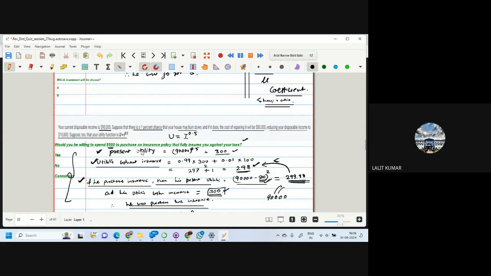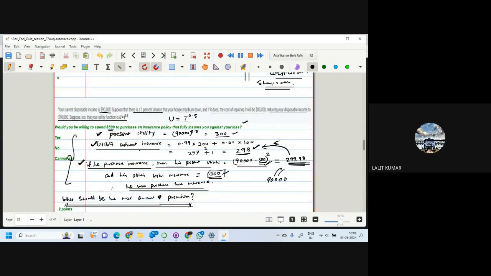Okay, sir. Next question is: your current disposable income is $90,000. Suppose that there is a 1% chance that your house may burn down, and if it does, the cost of repairing it will be $80,000, reducing your disposable income to $10,000. Suppose too that your utility function is U = I to the power 0.5, so you are a risk averse person. Would you be willing to spend $500 to purchase an insurance policy that fully insures you against your loss?